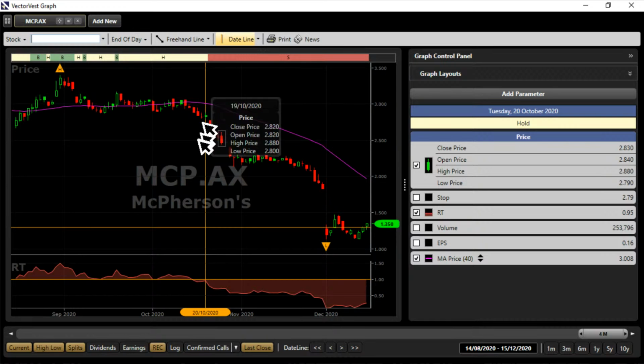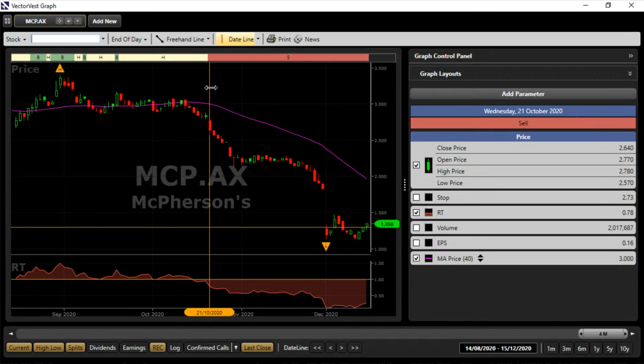Step 2, through the 40-day moving average. Yep, smashes through the 40-day moving average. Step 3, RT below 1. Yes, just broke below 1 there. And we can wait until step 4 if you want. Rec equals sell. Now at that point there, what are you still doing holding on to that stock? All 4 steps are against you. There it was. It lit up like a Christmas tree. What are you doing? Price at $2.64. The price now at $1.35.